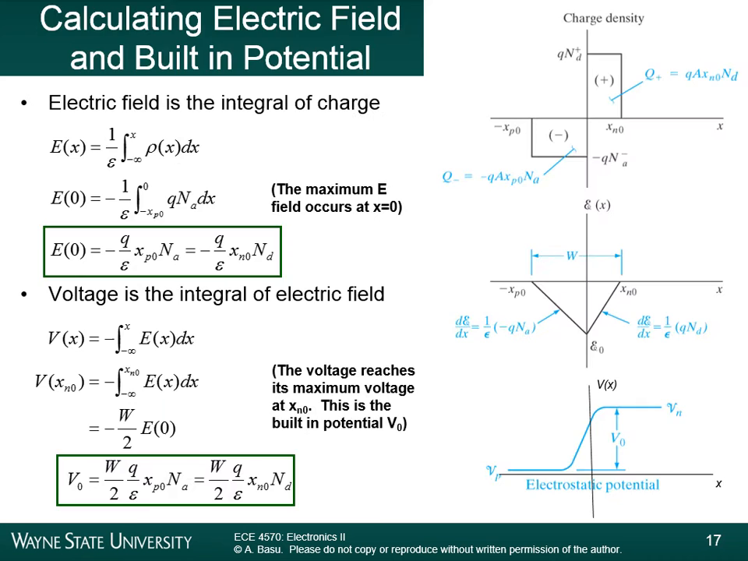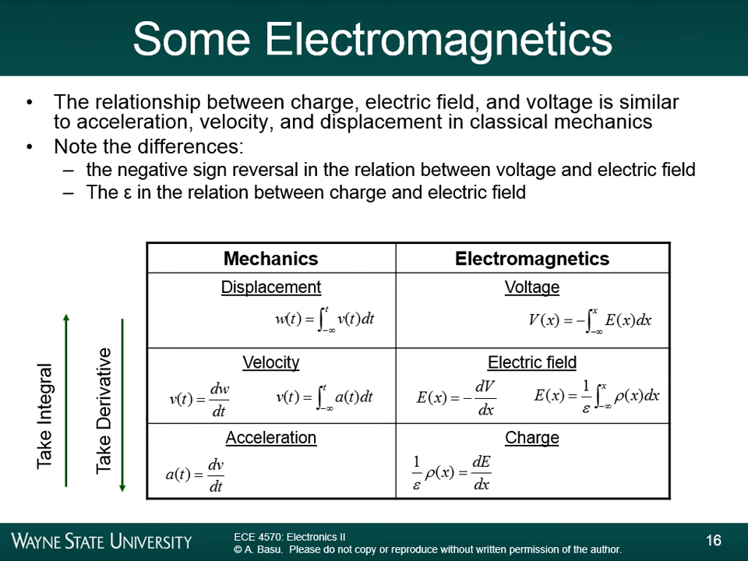Okay, so to derive some of these relationships, deriving where the electric field comes from, deriving where that 0.6 volt potential comes from, we can talk about some basic concepts in electromagnetics, or specifically electrostatics.